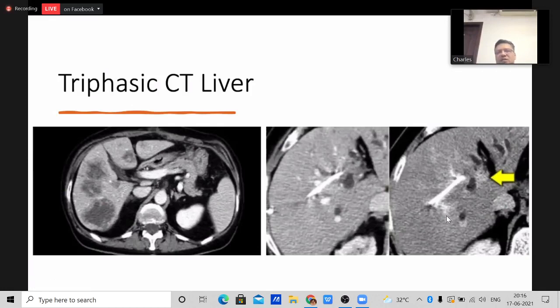So whenever you take a triphasic CT, always use at least a 64 slice CT, an 18 gauge cannula, a power injector, and time it well, so that you get a late arterial phase, a portal venous phase, and a delayed phase. And this is a prerequisite before you do an approach to a focal liver lesion.